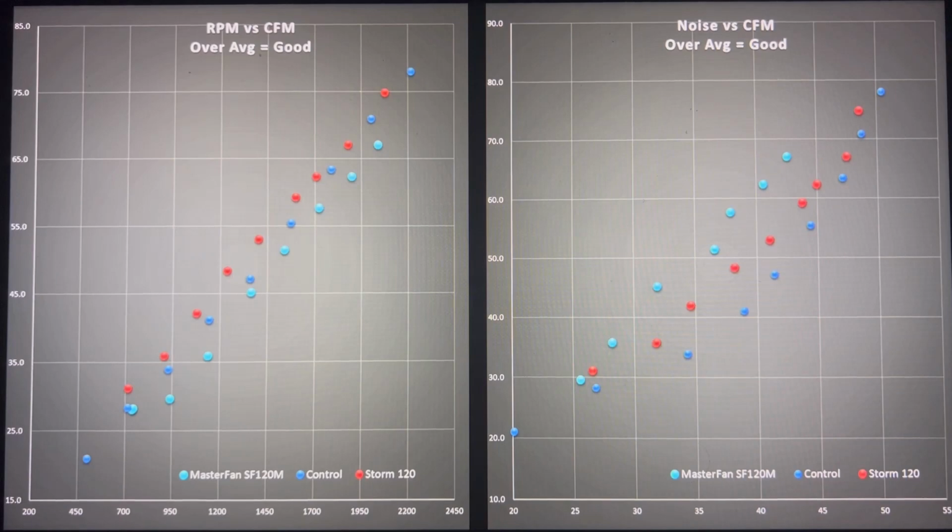If we take a look at the other side where it's noise versus CFM, we can see once again that the master fan is efficient at being quiet. And then we have the Storm. It's still a very good result, and the control. This is why I think it's very important to take a look at the data from several different perspectives: both a real-world test, running it through a CPU cooler, and running it through a CFM type apparatus test.